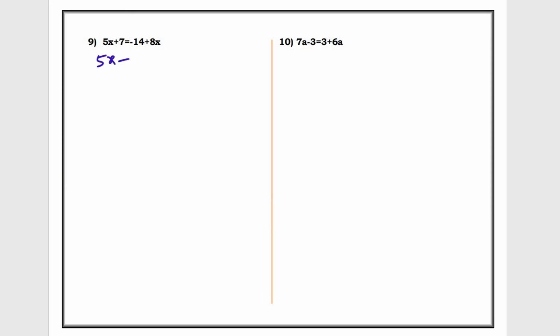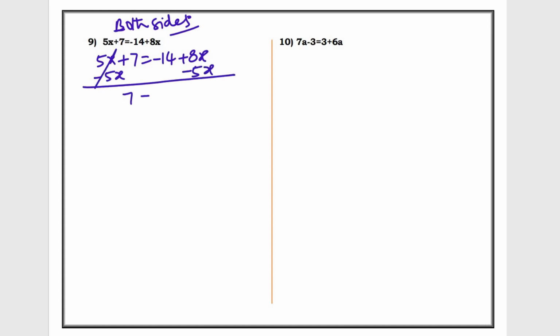So 5x plus 7 is equal to minus 14 plus 8x is the given question. The variable is on both sides. This is the model. So in this model, first we have to remove the variable. So I am trying to remove the variable from the left hand side, that is subtract 5x on both sides. 5x strikes off, 7 is remaining, minus 14 plus 8x minus 5x is plus 3x, and then I am trying to add 14 on either side. So 7 and 14 give us 21, and this cancels out, 3x is remaining.